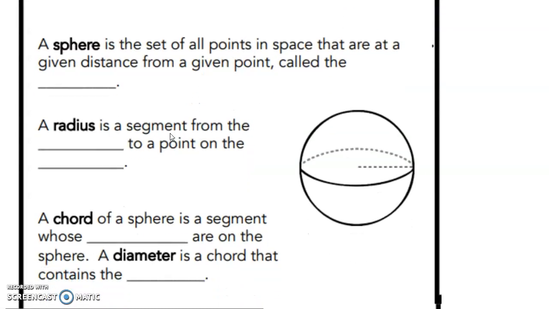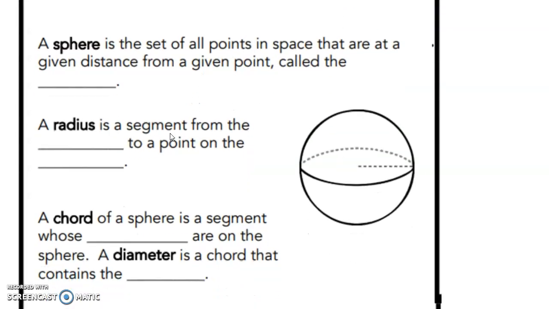So a sphere is the set of all points in space that are a given distance from a given point called the center. So imagine you have a center point and then all the points in space that are, let's say, 5 centimeters away from it together create the sphere, essentially a ball.